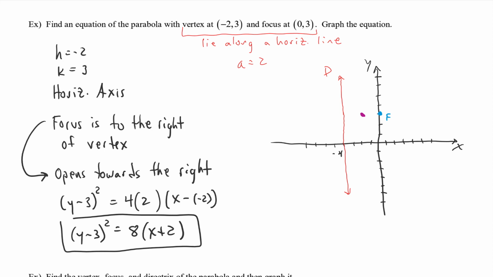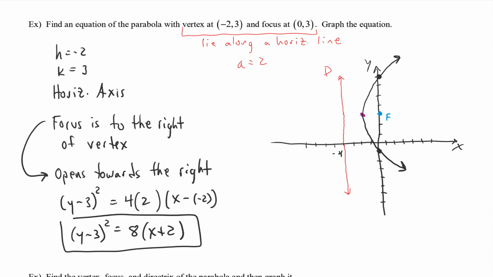Now I'm going to use the endpoints of the latus rectum to graph the parabola. So A is 2, so if I double that, I get 4. So I go 1, 2, 3, 4 up, 1, 2, 3, 4 down. And there's my parabola.